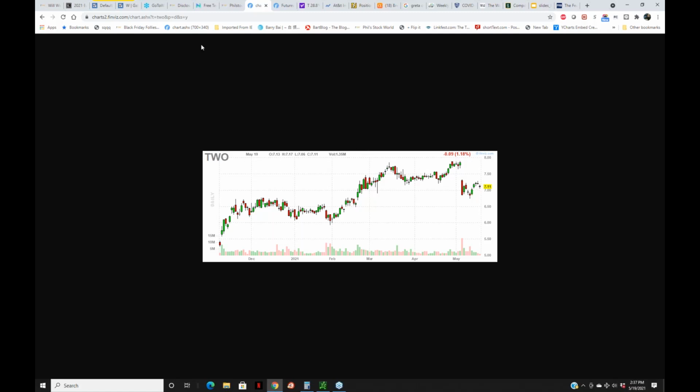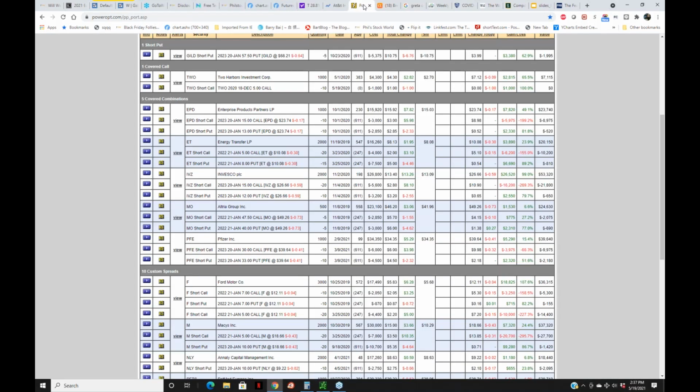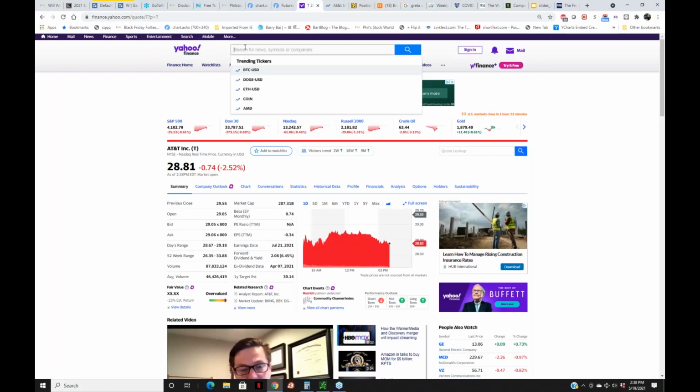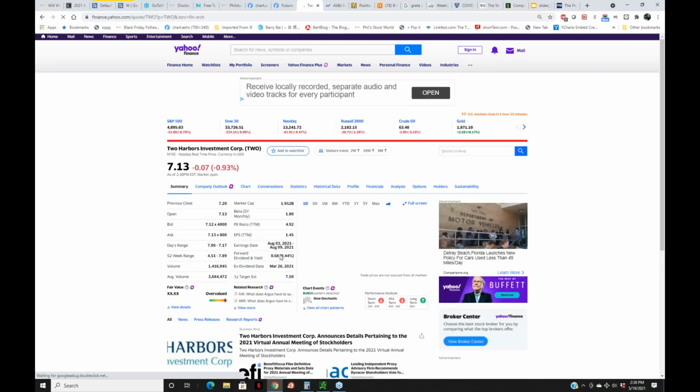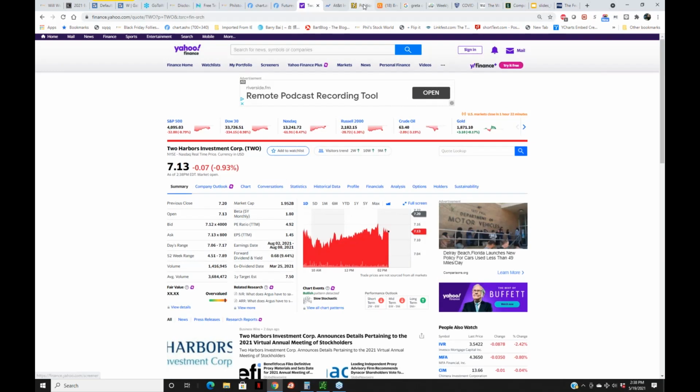So here's Two Harbors at $7. We bought them in May of 2020, so it won't be on that chart, but we bought them for $4.30. It's a REIT that I like and I want, and it pays a nice dividend, or it did anyway. Probably still does, TWO. Yeah, 9.44%. So, boring little thing, Two Harbors.